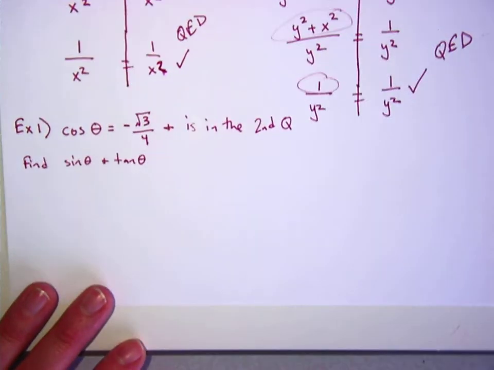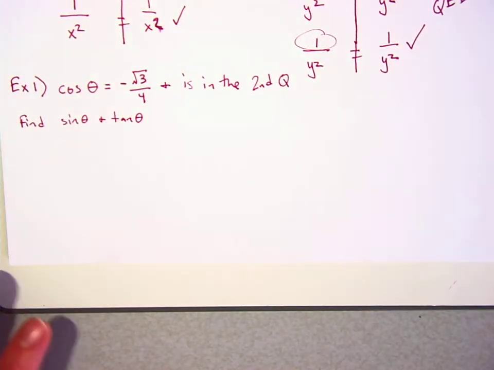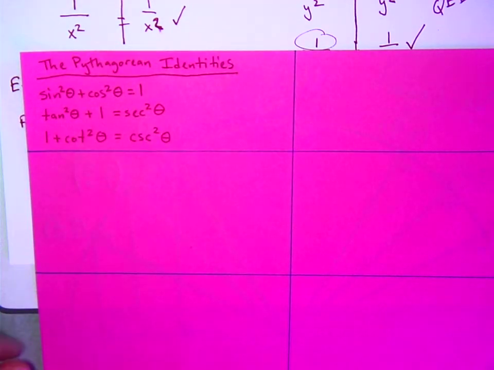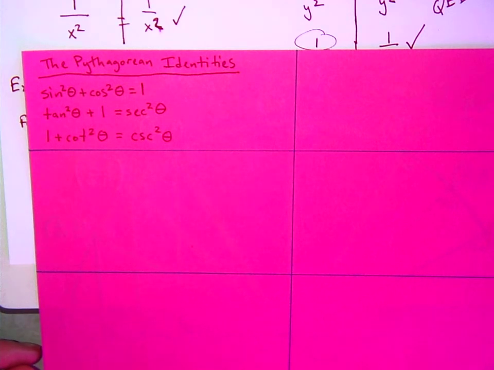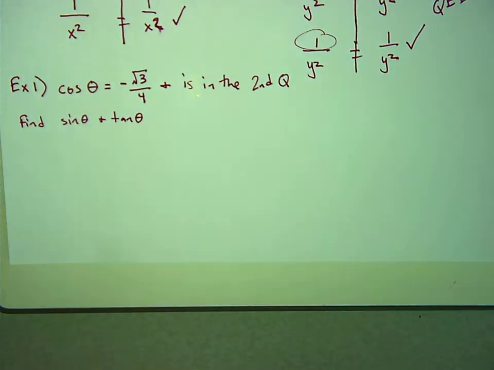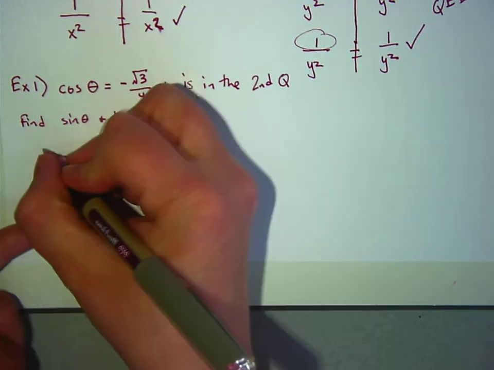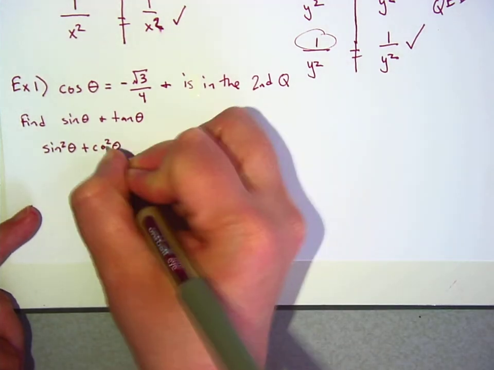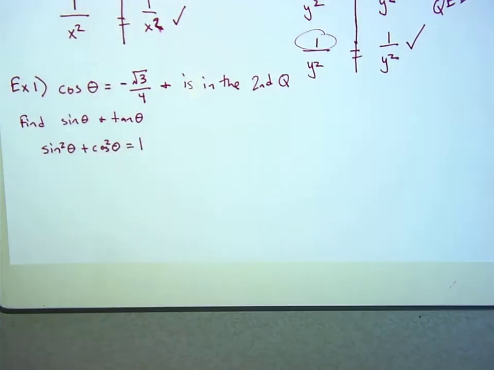Okay, now we're only going to use the formulas we know. Again, these are the only 3 formulas we know. There's only 3 of them. Notice how the first one has sine and cosine in it. The other one has tangent and secant. The other one has cotangent and cosecant, right? And so far we have cosine. So which one do you think we should use out of those 3? Probably the one that has the cosine in it, right? So I'm going to write down sine squared theta plus cosine squared theta equals 1. That's the identity I'm going to use.